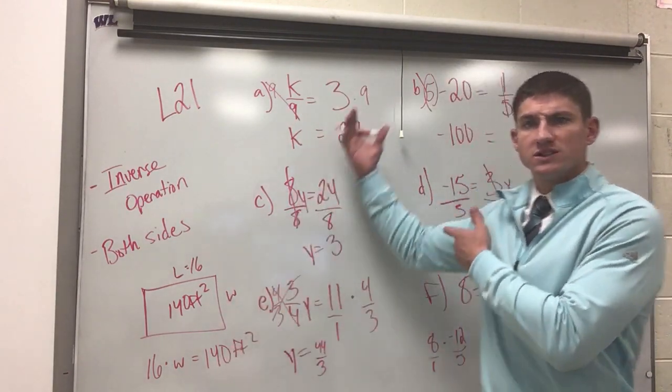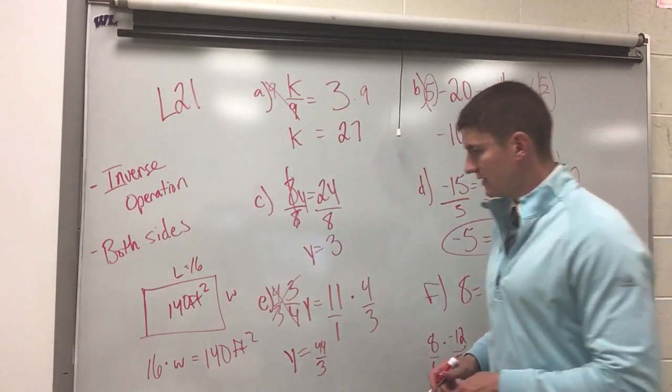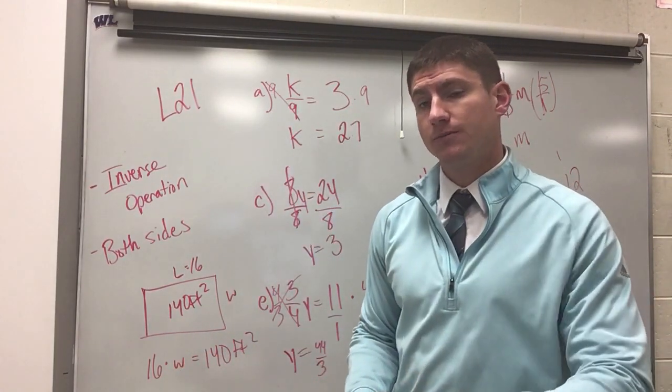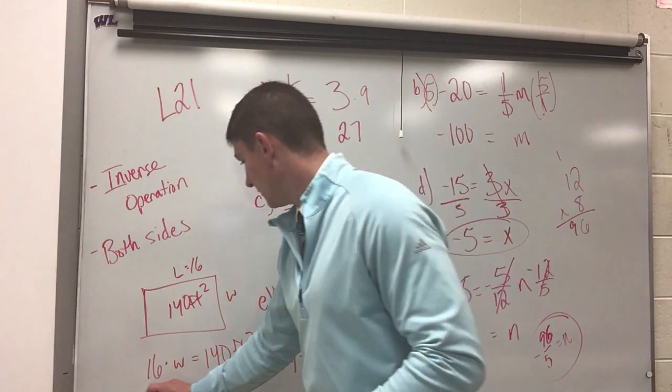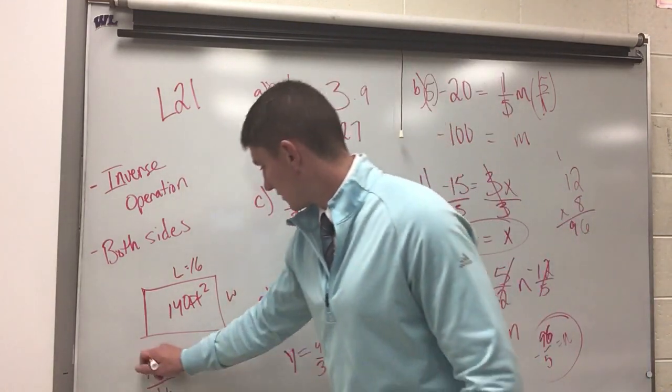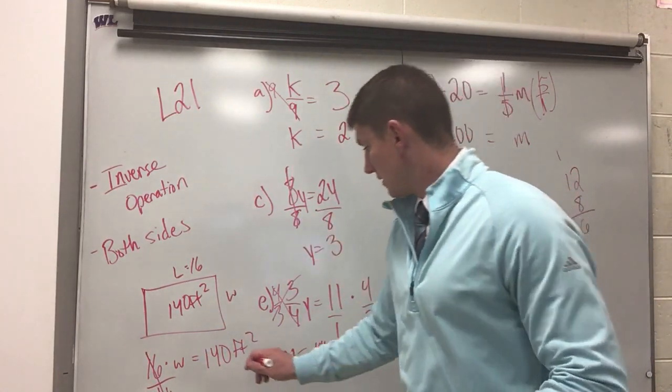It looks like one of the one-step equations that we just looked at. In this case, I've got 16 times w, that's multiplication. I do the inverse operation. So instead of multiplying by 16, I would divide by 16. If I divide by 16 on one side, that'll cancel. I divide by 16 on the other side.